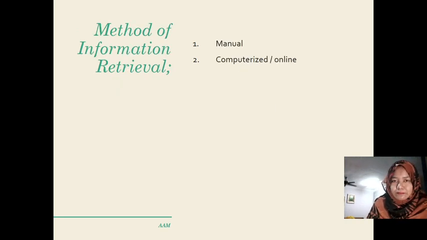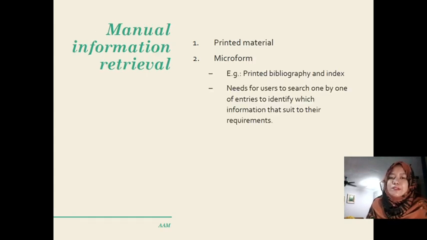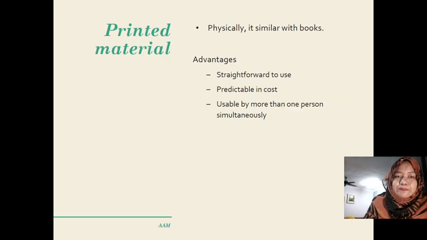And then the methods of information retrieval: we have manual and computerized or online. What is manual? Manual information retrieval is in the form of printed materials and also microform. Printed materials, I'm pretty sure everybody knows what they are. And then microform, for example, printed bibliography and index, and the user needs to search one by one through the entries to identify which information suits their requirement, by using the microform.